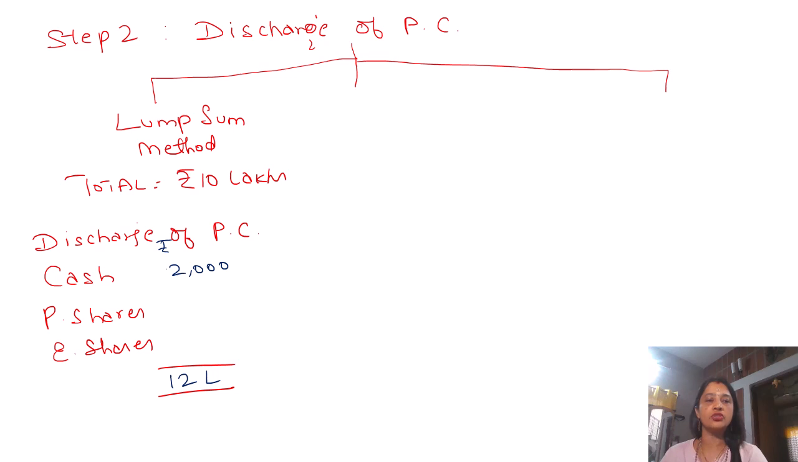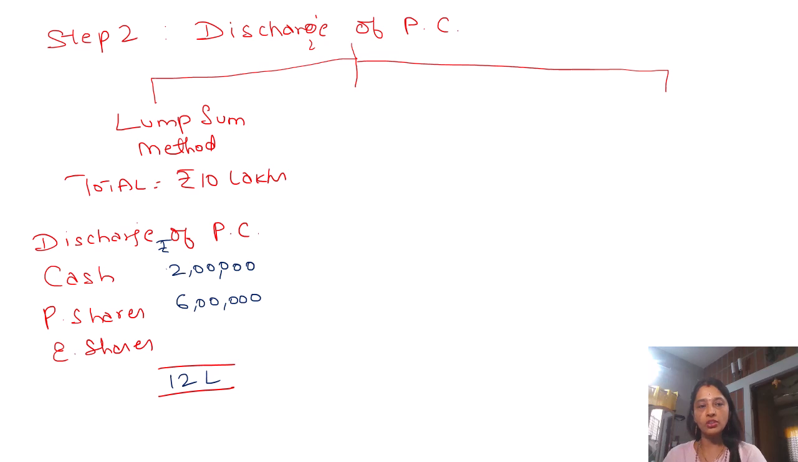Let's make it cash of 2 lakhs. Cash of rupees 2 lakhs was given. Then preference shares, they had given 6 lakhs. 6 lakhs in the form of preference shares. Remaining in the form of equity shares.